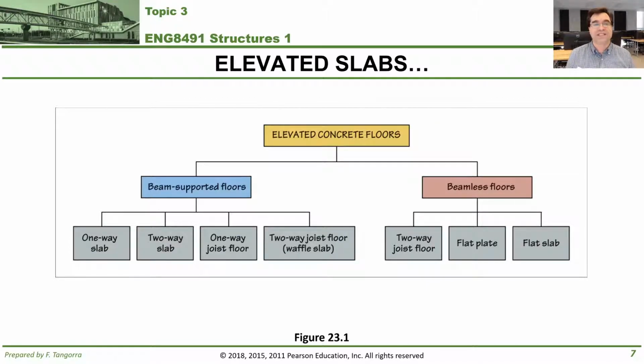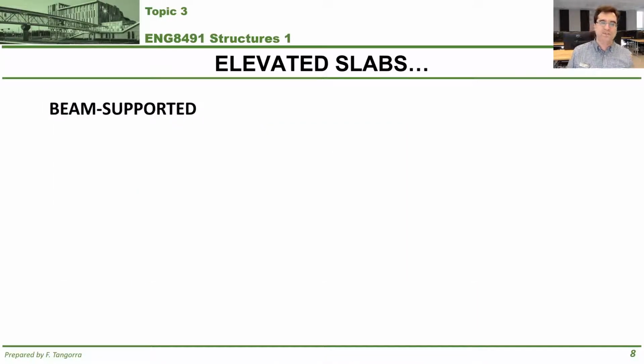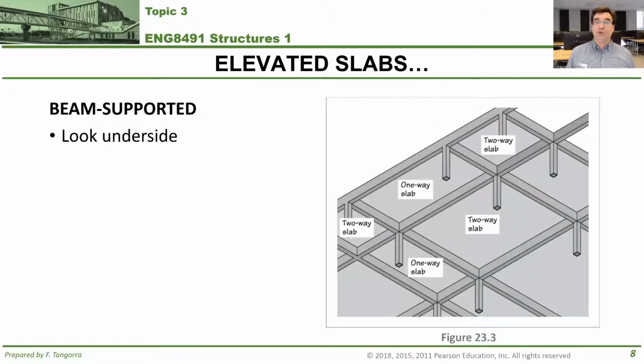That is, an elevated slab you can walk under and look up to say, hey, I see a ceiling. Okay? Now let's start with beam supported elevated slabs. The only way to tell if the elevated slab that you're looking at is beam supported is to look to the underside of it. That's the only way. And hopefully the structure is exposed so you can tell.